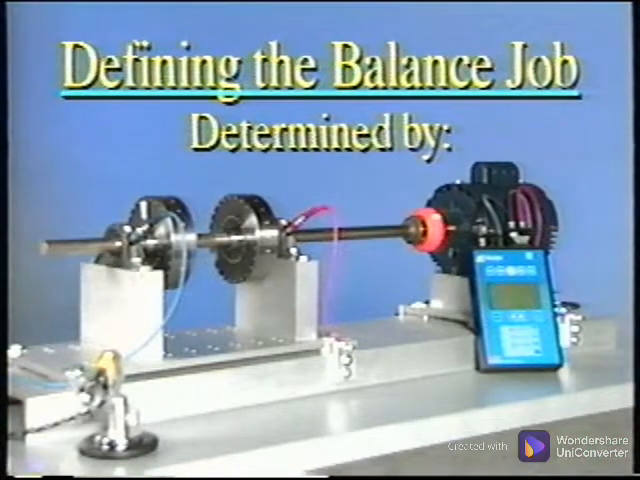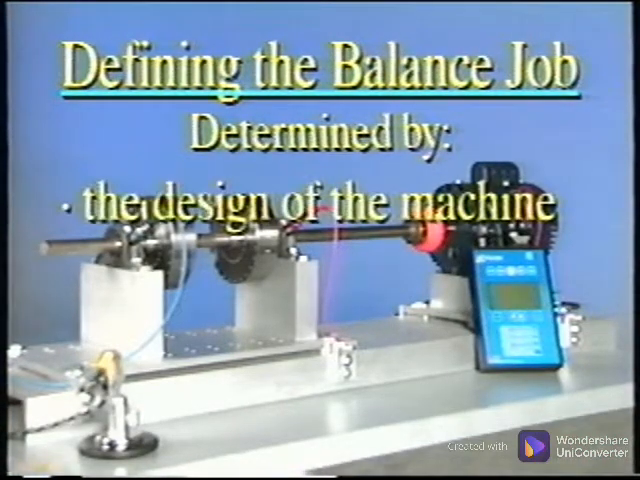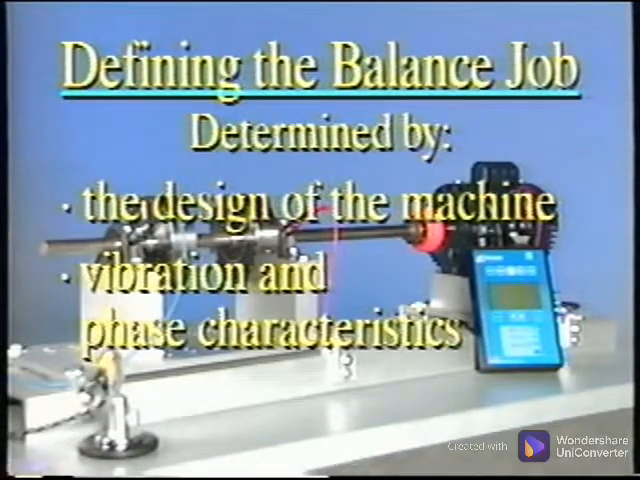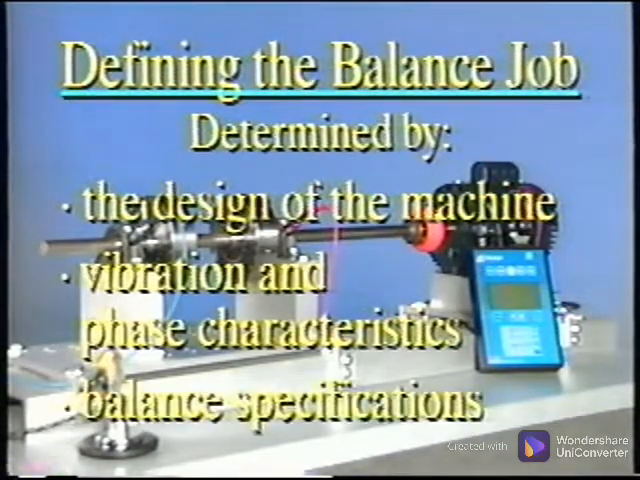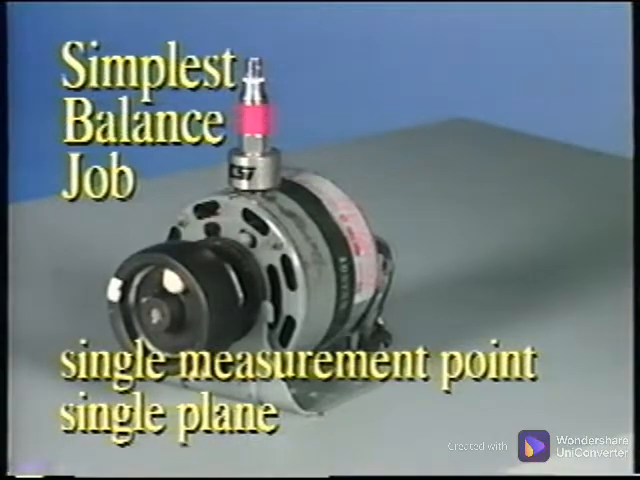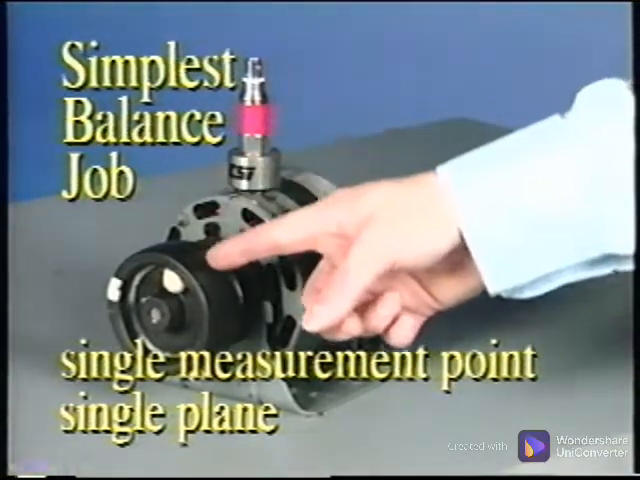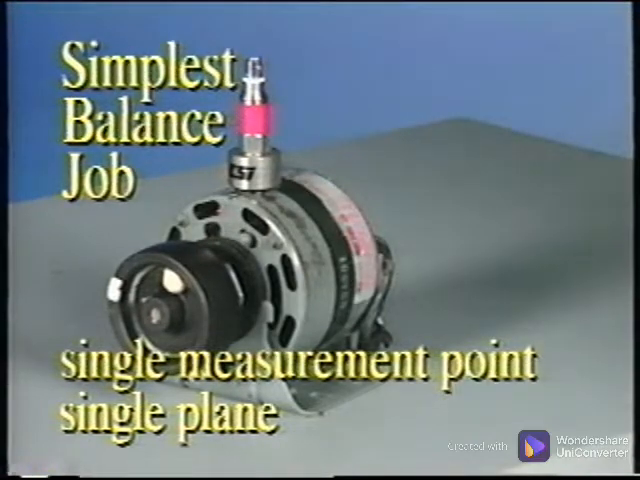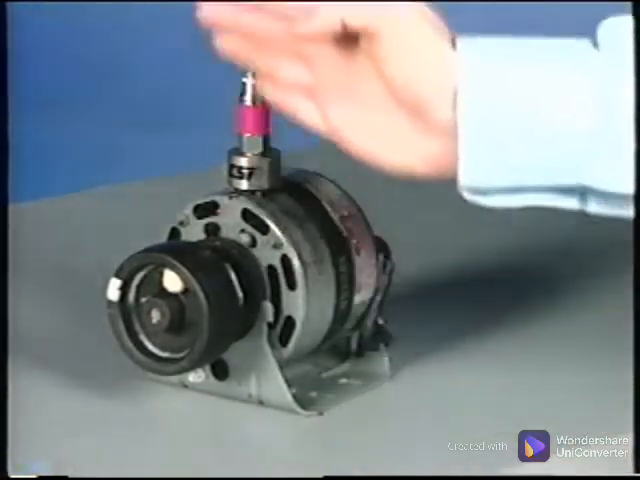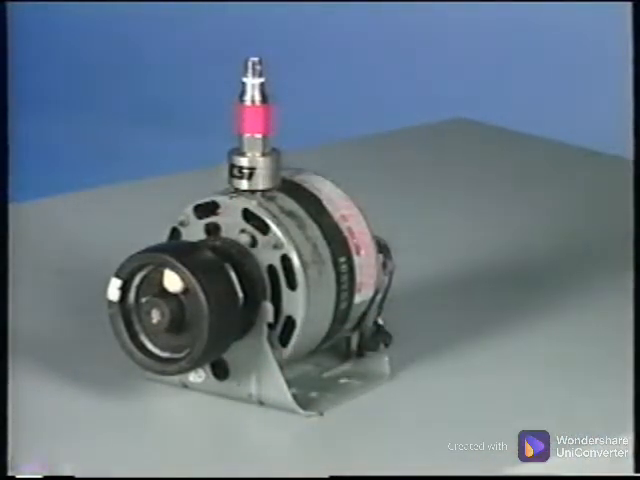The complexity of a balance job is determined by more than just the design of the machine, but includes the vibration and phase characteristics as well as the balance specifications. The simplest balance job is a single measurement point, single plane balance. A balance job is defined by the number of weight planes used for correction. A weight plane is a cross-section through the rotor onto which balance corrections can be made.